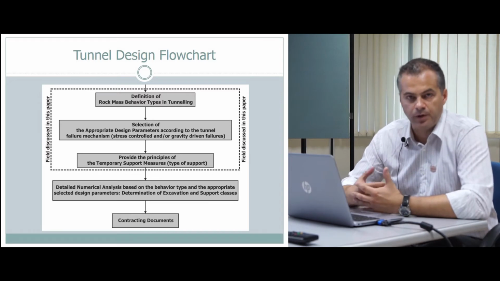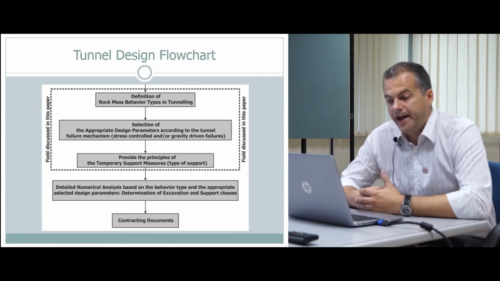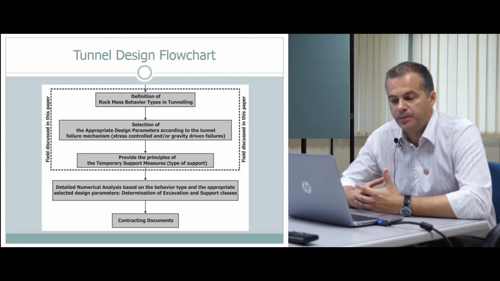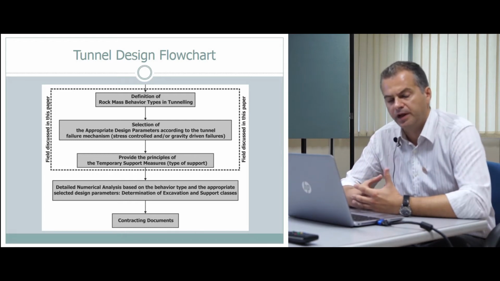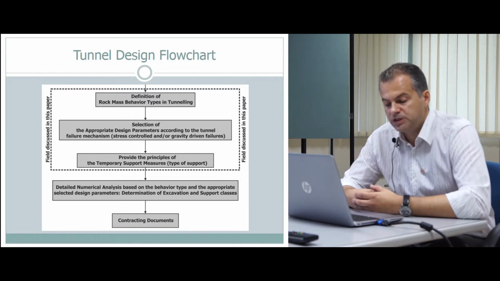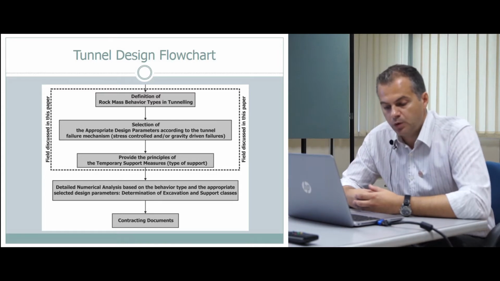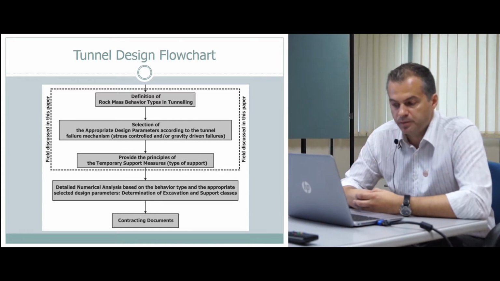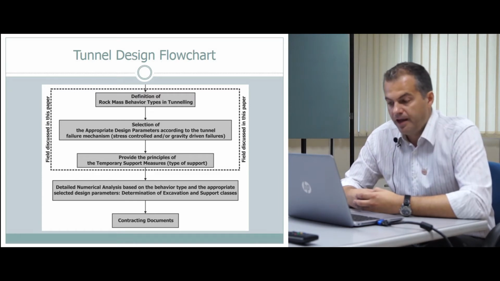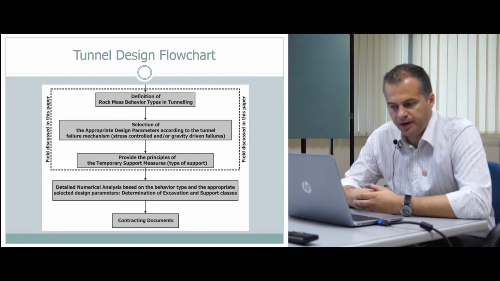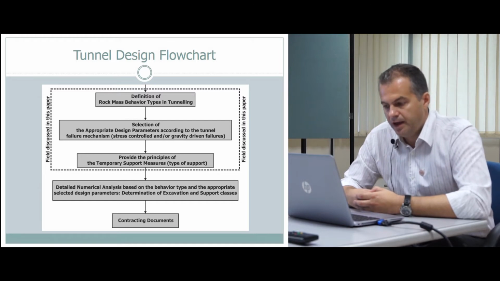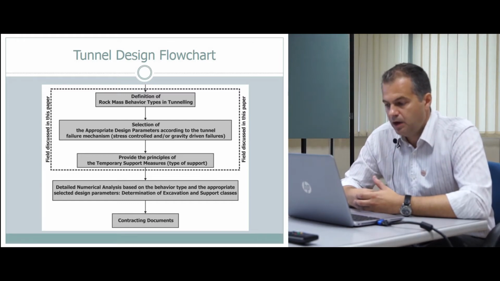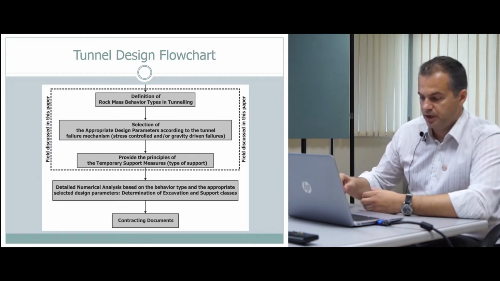Either they are stress control or gravity-driven failures, and then we provide the principles, the philosophy of the temporary support measures, let's say the type of support. Not yet numerically designed, just providing these principles, the philosophy of what kind of failures we're going to face and how these support measures should contain them. Then, in the next step, the detailed numerical analysis based on these behavior types and the appropriate design parameters can be analyzed, and of course then we proceed to the contractor documents, the tender documents phase.